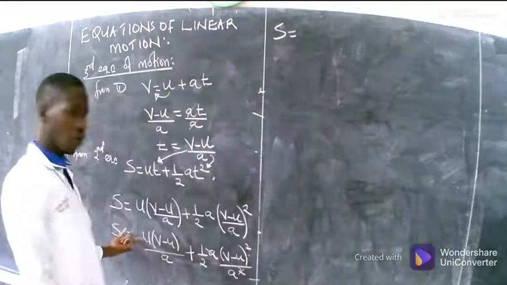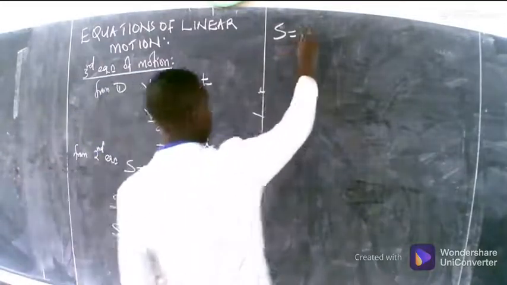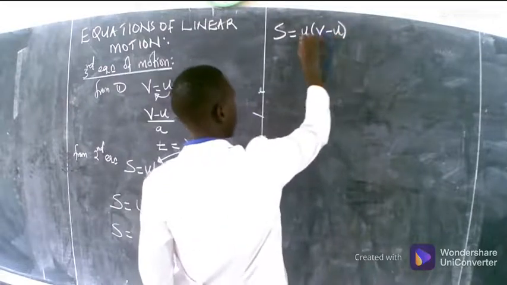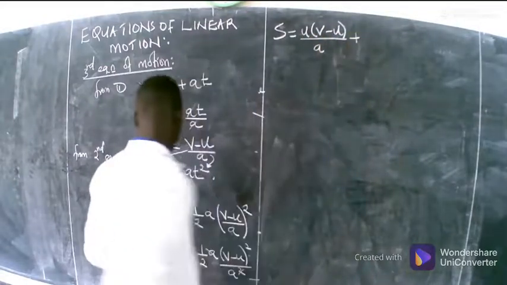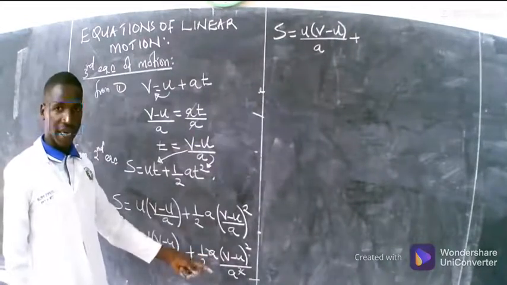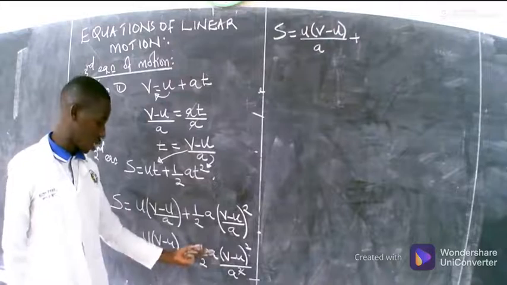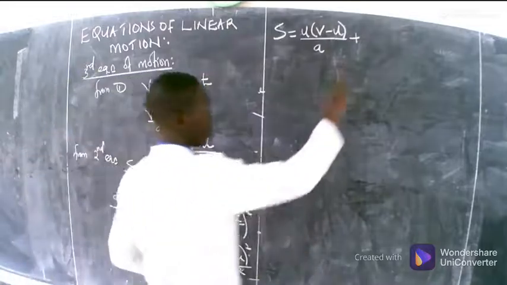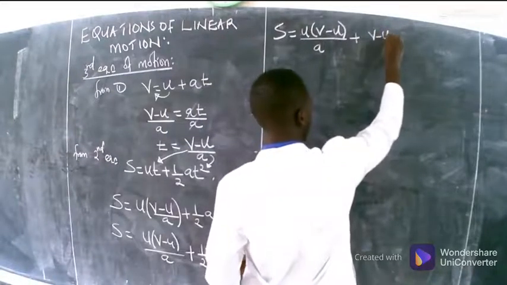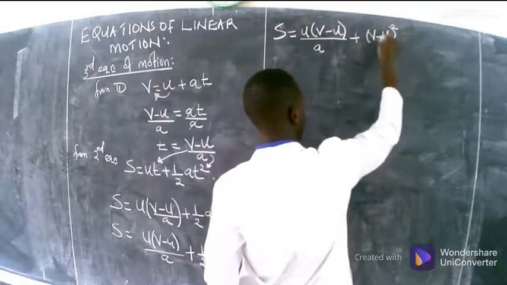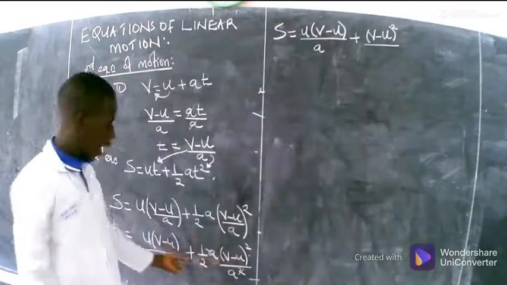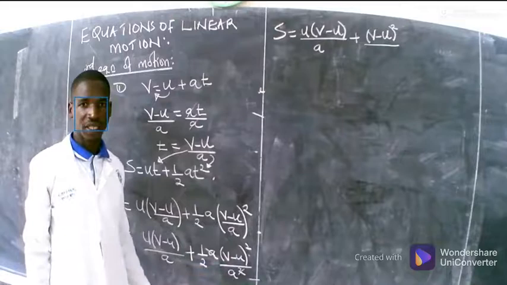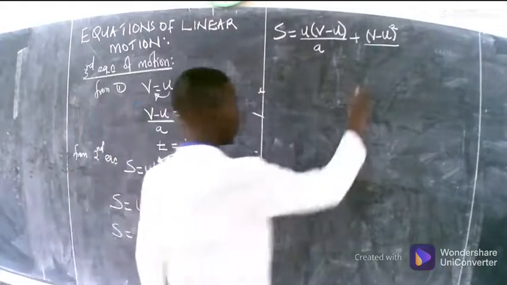S equals U into V minus U over A, then plus, remember, there's nothing on top here now apart from V minus U squared, because this A has cancelled with the other one. So we remain with 1 times V minus U squared, so you get only V minus U squared, then over, down, we have 2, but there's also A. So it is 2 times A, which is 2A. Is that okay? So this is 2A.